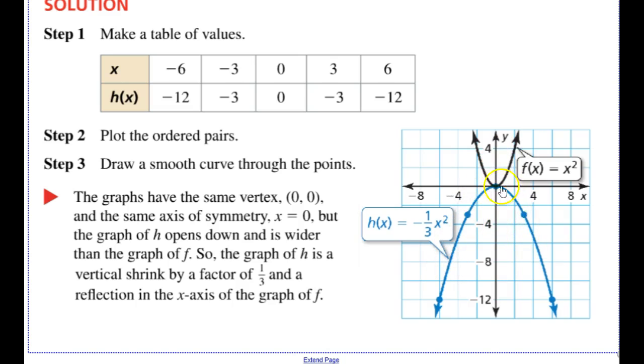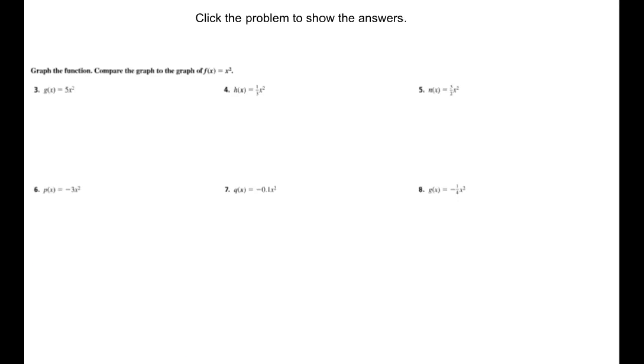But this one opens down, so the range will be different. So instead of my range being greater than or equal to 0, it's going to be less than or equal to 0 because it's down below my x-axis.